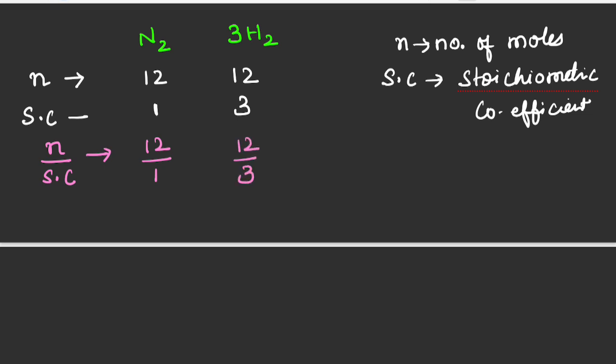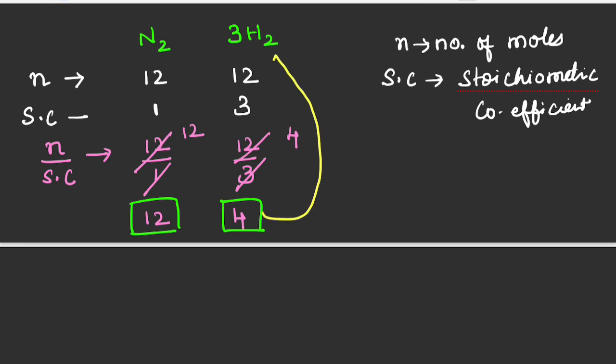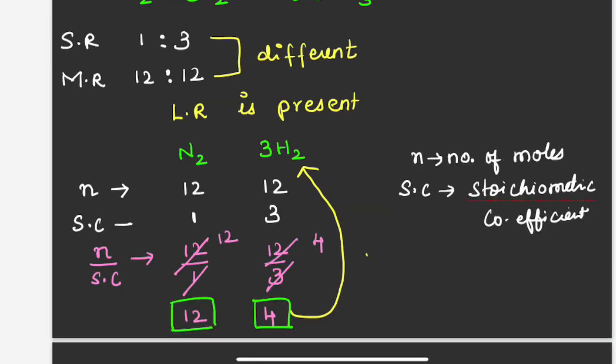If you divide, how much will you get? Here you will get 12 and here you will get 4. For nitrogen you are getting 12 and for hydrogen you are getting 4. Whichever is the smaller number, that will be the limiting reagent. 4 is the smaller number, which you are getting for hydrogen. Therefore, since it is present in small quantity, hydrogen is the limiting reagent, LR.